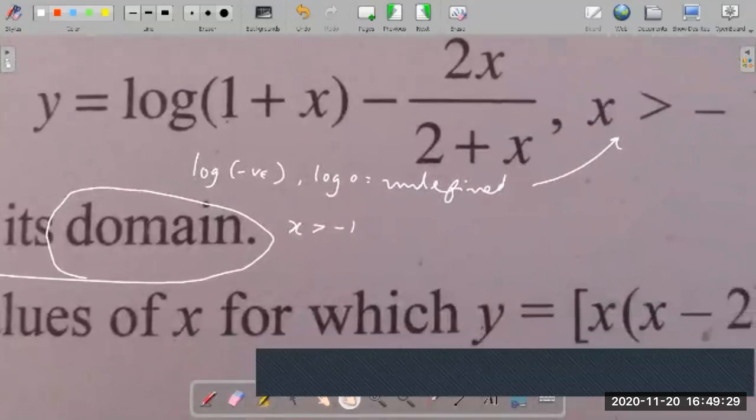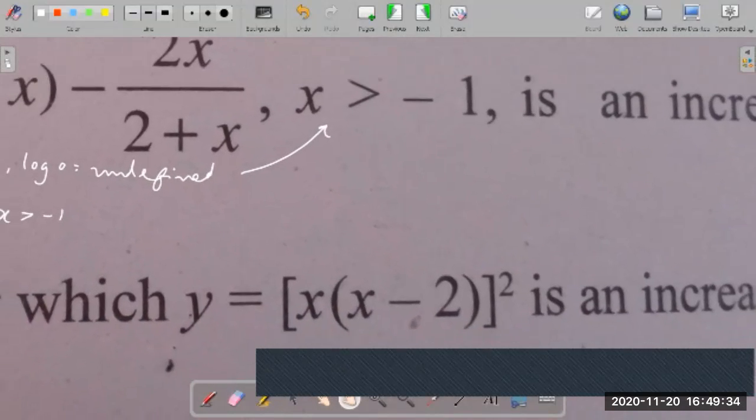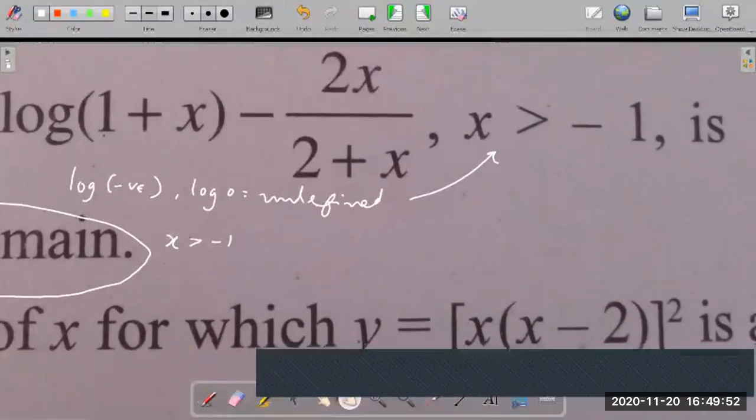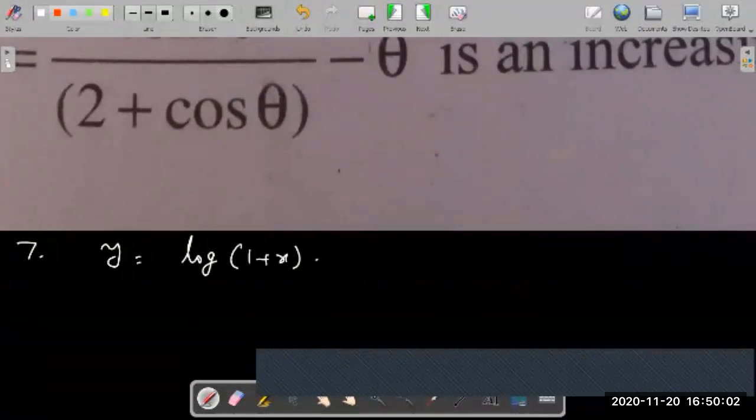So the remaining procedure is the same. He says show that this function is an increasing function. So we just need to show greater than 0. It can be 0 in some places, so we just need to say greater than 0, and it will be increasing. So we take now y is equal to log 1 plus x minus 2x by 2 plus x. I'll be doing it at the bottom.